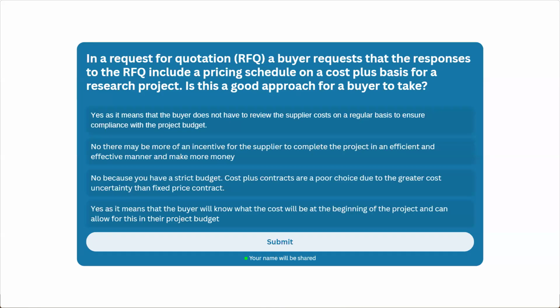There are 4 options. The first option argues yes, and it means that the buyer does not have to review the supplier cost. Second, no, there may be more of an incentive. C, no, because you have a strict budget and we may need to use a fixed price. And D, yes, the buyer will know the cost. So I think I will let you decide.